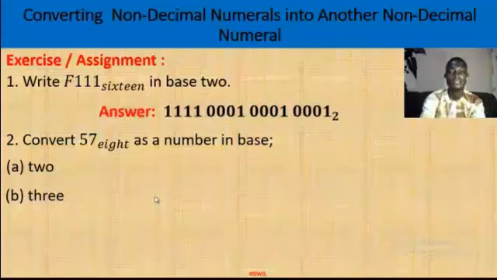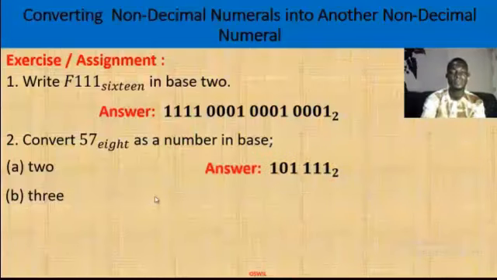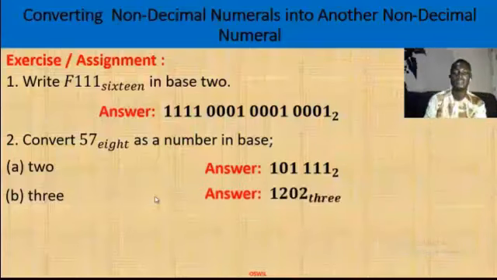Number 1, the answer would be 11110001000100001 base 2. I intentionally gave out this question so that as you are involved with these long steps, it may help you to record the steps involved. Then 2a would give us 101111 base 2. And then the last one would give us 1202 base 3.